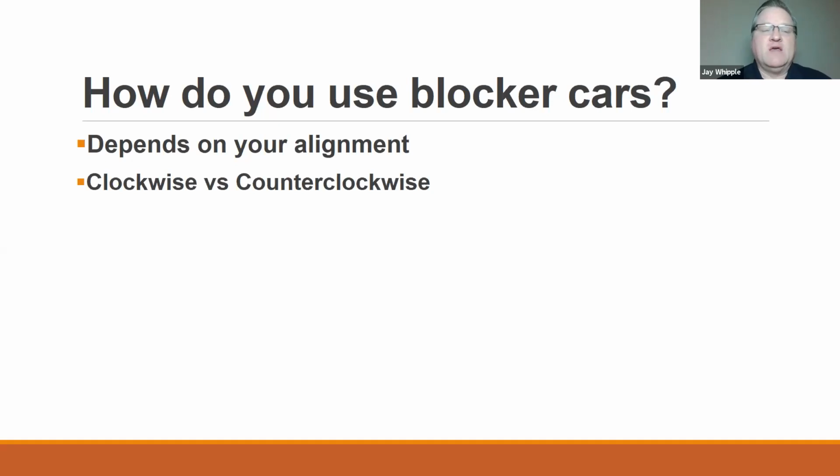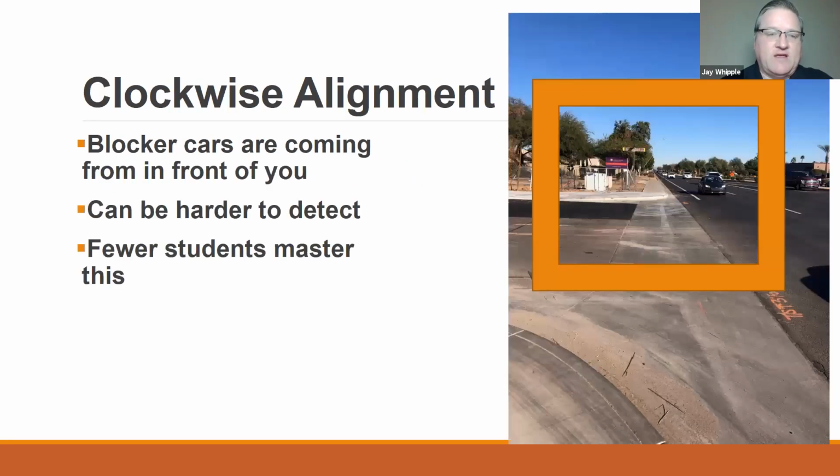So if you think about the picture I showed at the beginning or the video that I showed, both of those are alignment in a clockwise fashion. So if I was trying to go around, it would be to the right. Blocker cars at that point are coming from in front of you. They're still in your parallel lane, and they're on your right-hand side, but they're coming in front of you, and they're harder to detect.